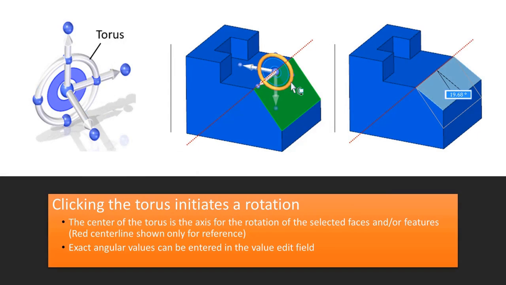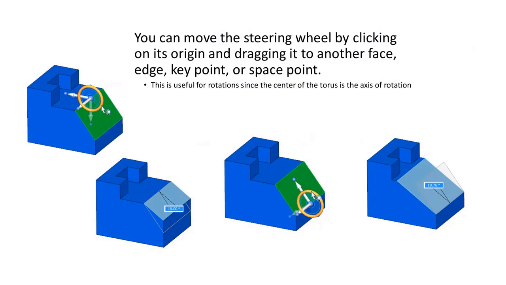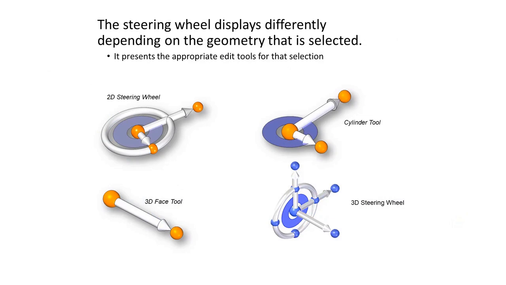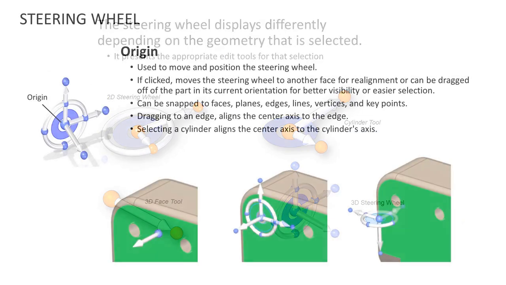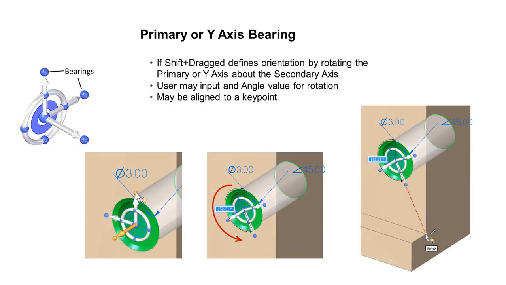How you drag on the axis. I actually call that the steering wheel. It's the torus though. And how you can rotate and just grab that and move it around for faces. And the steering wheel displays differently depending on the geometry that's selected. Also move this origin, and I'll let you read that yourself.